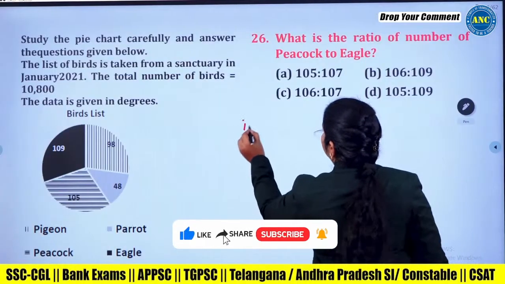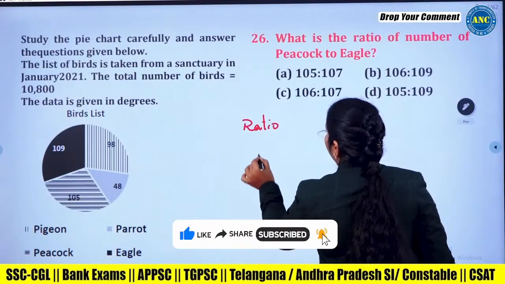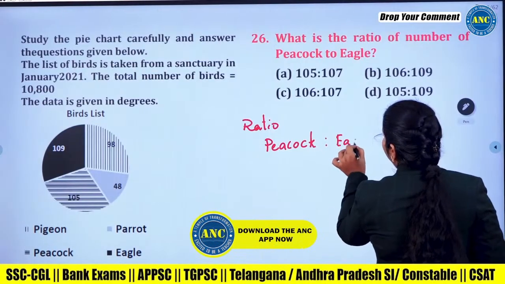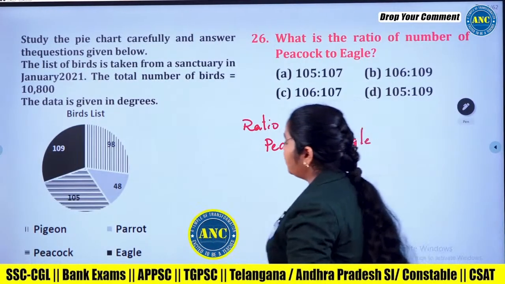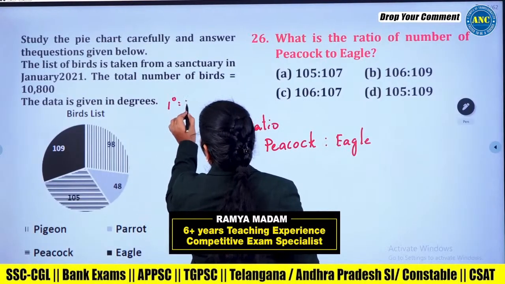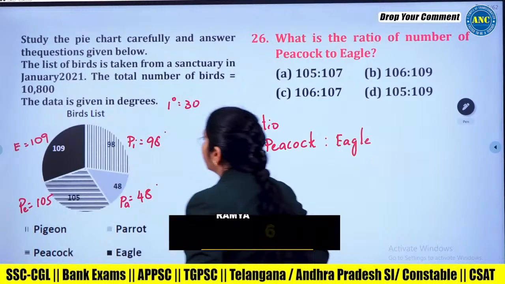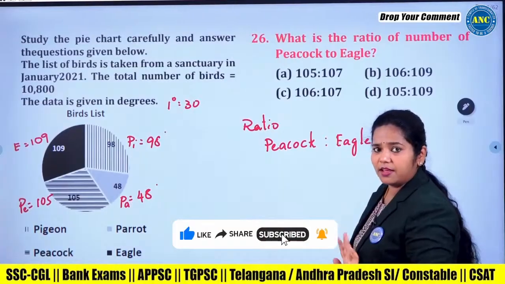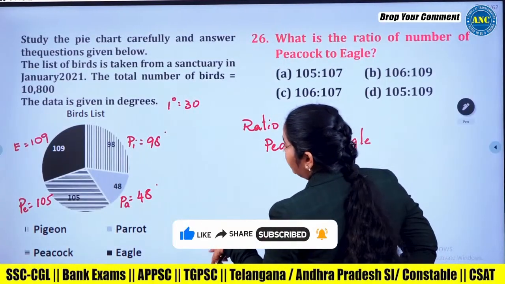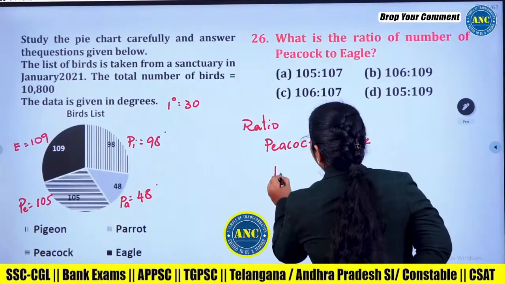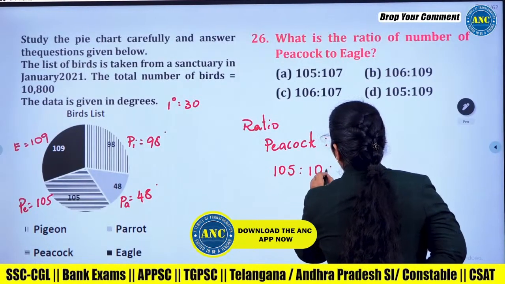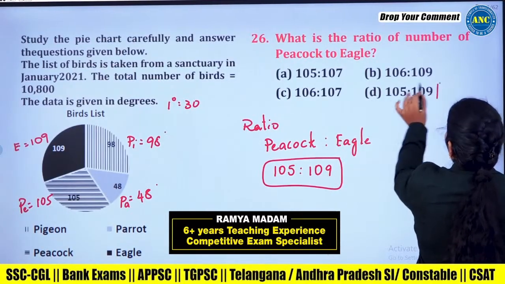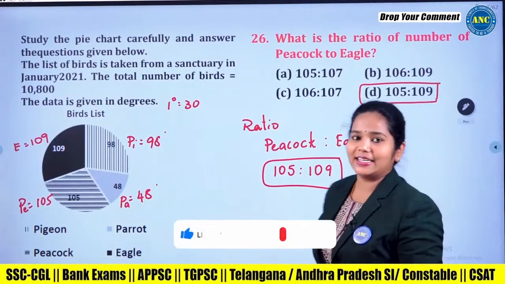So they are asking us to take the ratio of the number of peacocks to eagles, right? Fine. So if you see, I'll write the data again. For peacock to eagle, we generally take degrees here. We don't take any other value, not required. So peacock, where is peacock? It's 105. Eagle is 109. Where is the option 105? Simple, no need to calculate further. Option D, 105 is to 109, is the correct answer.